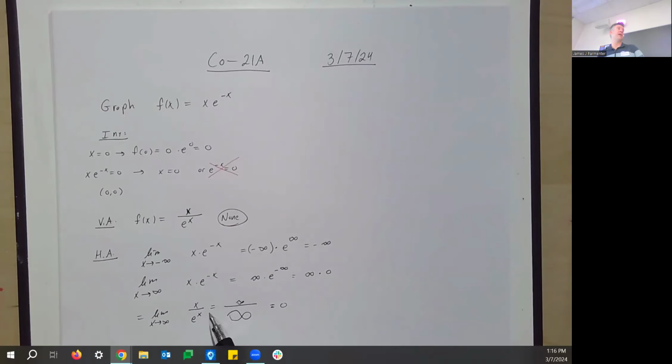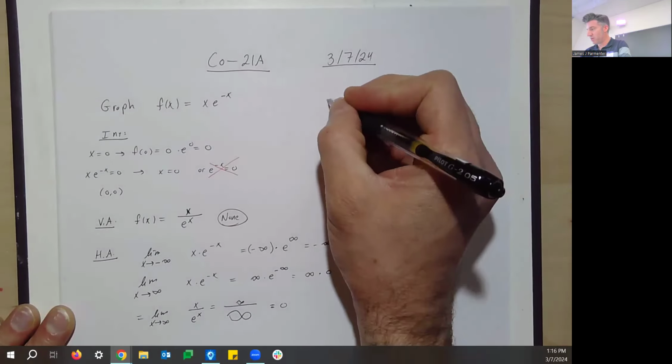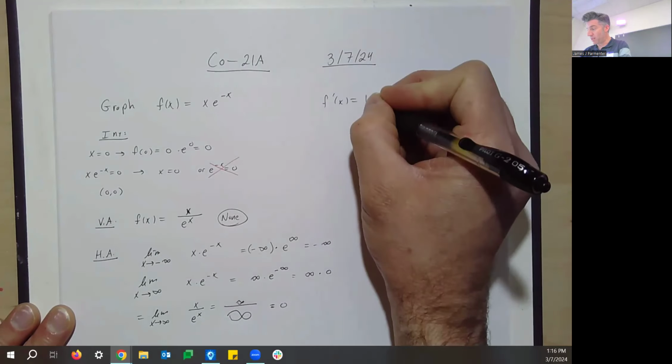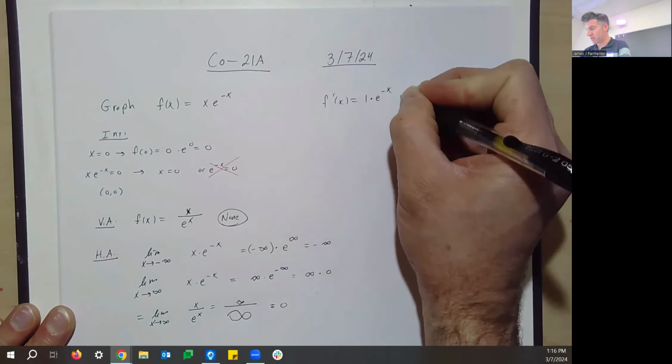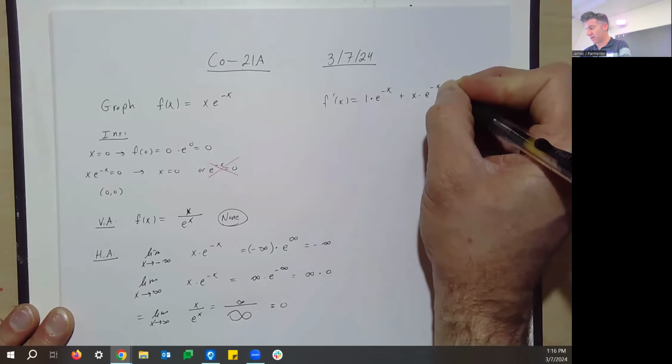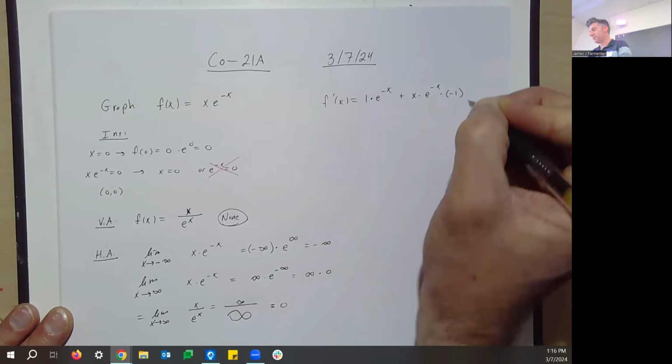It'd be 0 even if that was x to the 100th power, because that polynomial would eventually get outpaced by an exponential. All right, that's all for before the first derivative stuff. So let's find the first derivative. The first derivative here is going to be product rule: 1 times e to the negative x plus x times the derivative of e to the negative x, which is e to the negative x times the derivative of negative x.